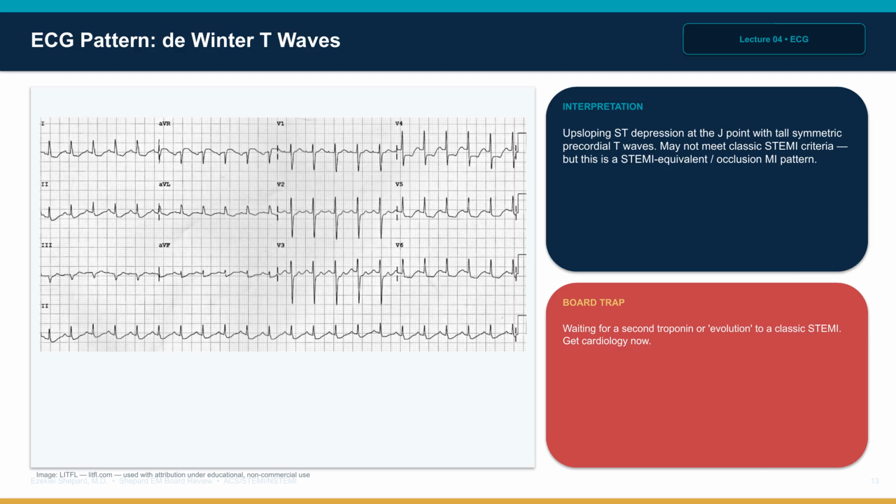Here is the de Winter concept more visually. The patient may not meet classic STEMI criteria, but the pattern is dangerous. Upsloping ST depression at the J point with tall symmetric precordial T waves. This is a STEMI equivalent or occlusion MI pattern in many teaching frameworks. The practical ED move is not to wait calmly for a second troponin if the clinical picture fits. Get cardiology involved early and treat this as a potential LAD occlusion.